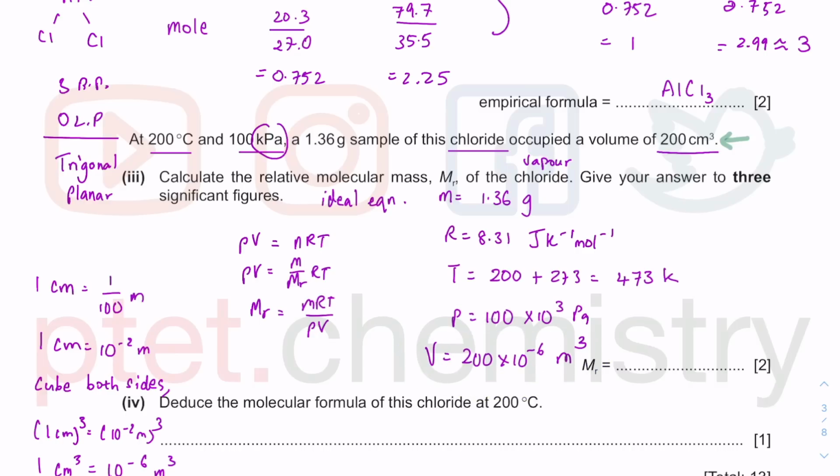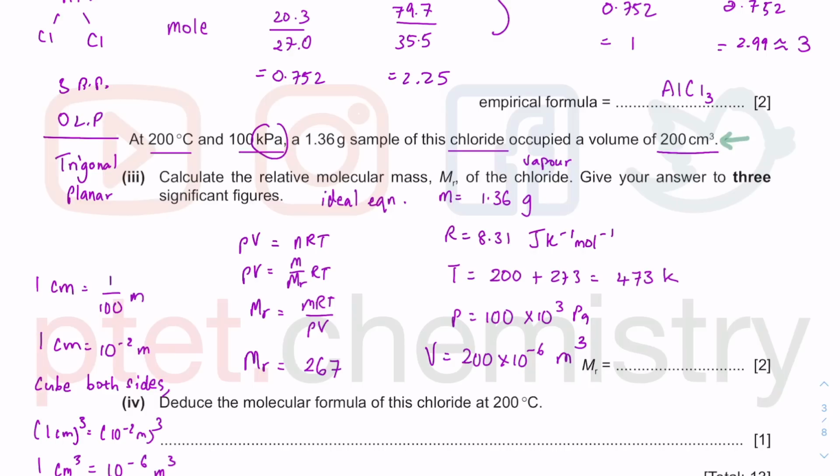I've got all of these in the correct units now. I've got the expression, so I don't really need to write them down again. I already did the hard work. I already specified to the examiner I know what I'm doing. I just need to press my calculator now: 1.36 multiplied by 8.31 multiplied by 473 divided by 100 times 10 to the 3 divided by 200 times 10 to the minus 6. Make sure you know how to key this into your calculator, obviously.